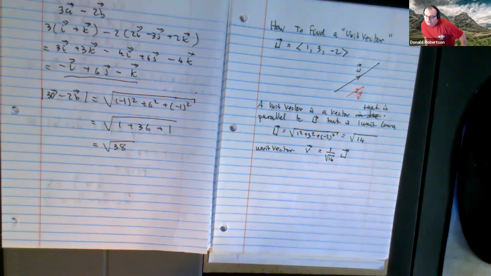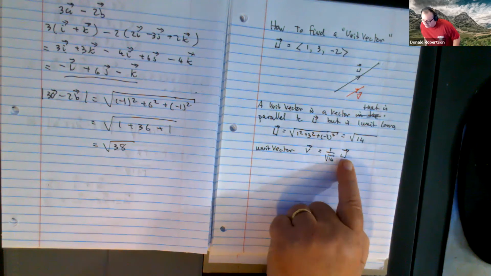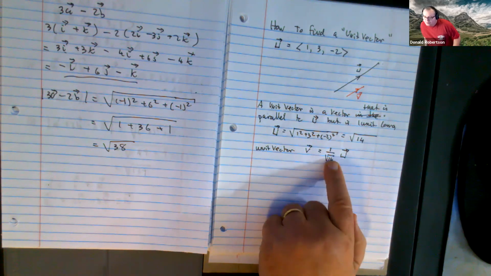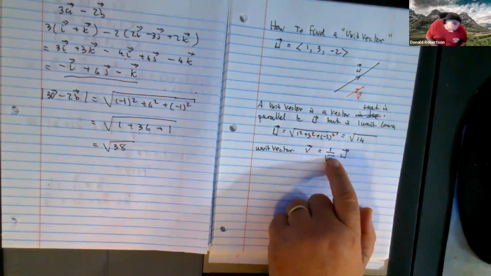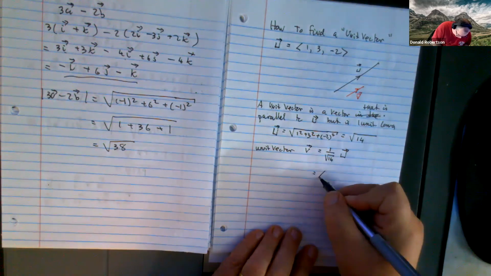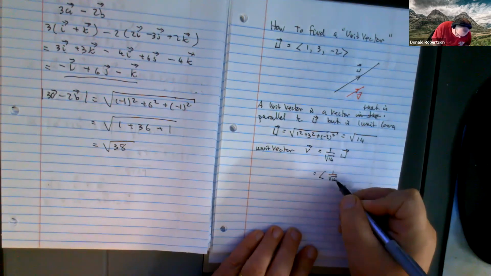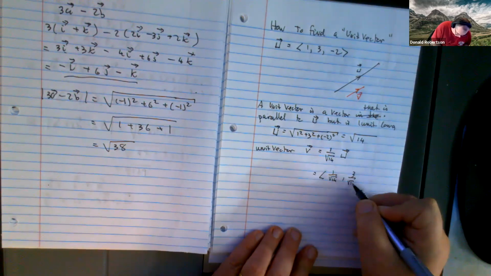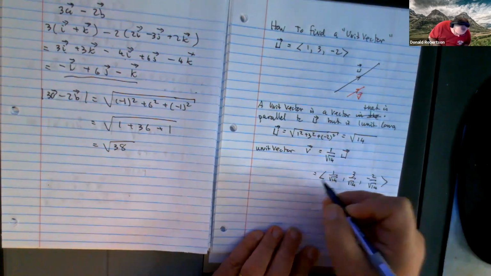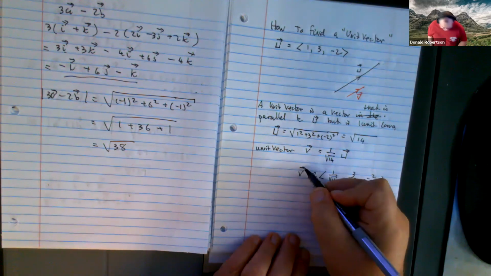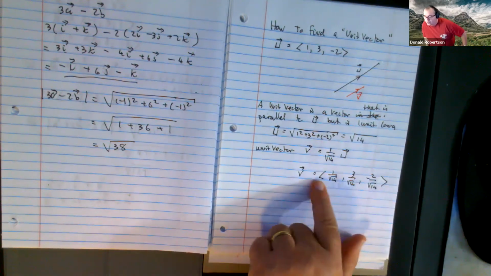Does that make sense? That if you divide all the numbers by the square root of 14, because that's a scalar multiple, won't it be the same direction? And won't that square root of 14 get you a vector whose length is 1 because you're dividing all the numbers by that amount? So you would end up with 1 over the square root of 14, 3 over the square root of 14, and negative 2 over the square root of 14.